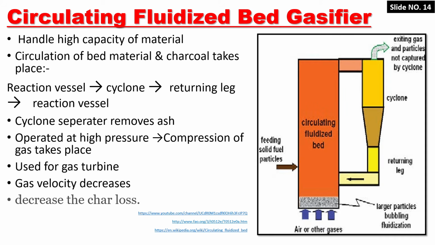Technological surveys show that up to 95% of the pollutants can be absorbed before being emitted into the atmosphere. Bed material is circulated in the reaction vessel and cyclone separator, where the ash is removed and the bed material and charcoal are returned to the vessel. It operates at a higher pressure, used for gas turbines. Gas velocity decreases. It also decreases the char loss.